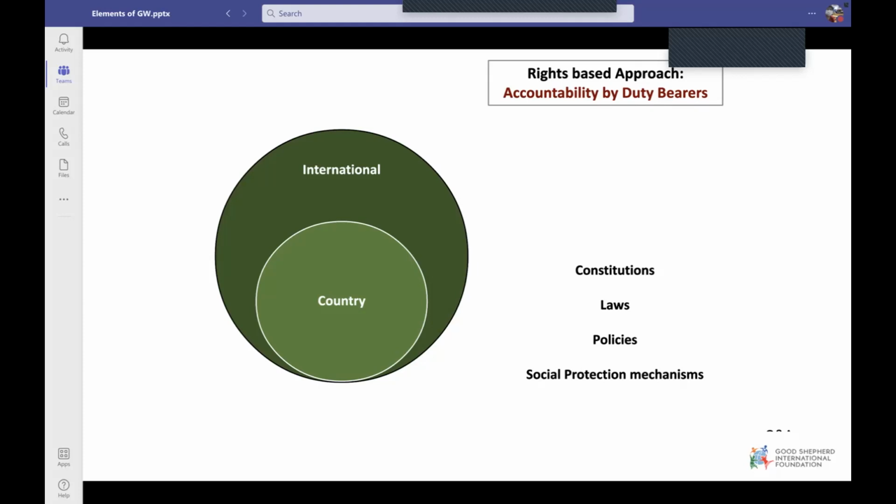One small example I want to give you on social protection mechanisms is that in almost every country, you have social welfare systems. And in these social welfare systems, they do have assistance in terms of financial aid, in terms of housing, in terms of benefits within the government system for women and children who are experiencing marginalization.